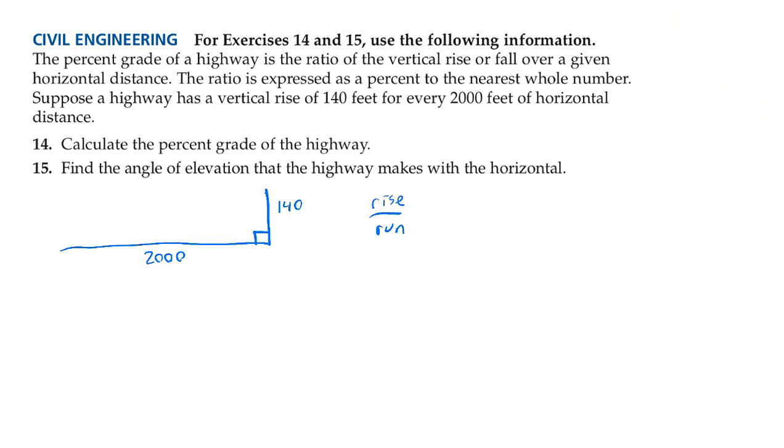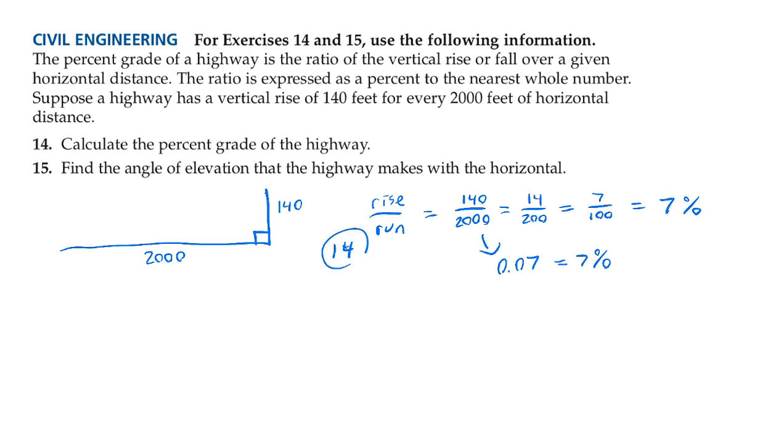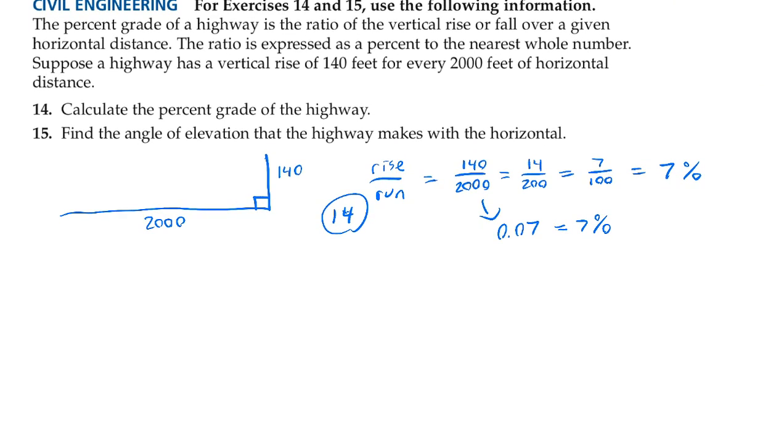And so we say, oh, well, that's just 140 over 2,000, we could simplify that to 14 over 200. Since we want it as a percent, we want it out of 100, so that's 7 out of 100, or exactly 7%. You could have also just plugged this into a calculator inelegantly and said that is equal to 0.07. I was just double checking, which is 7%, right? So that's 14. And then 15 says find the angle of elevation. Okay, so what's the angle of elevation there that would create that?